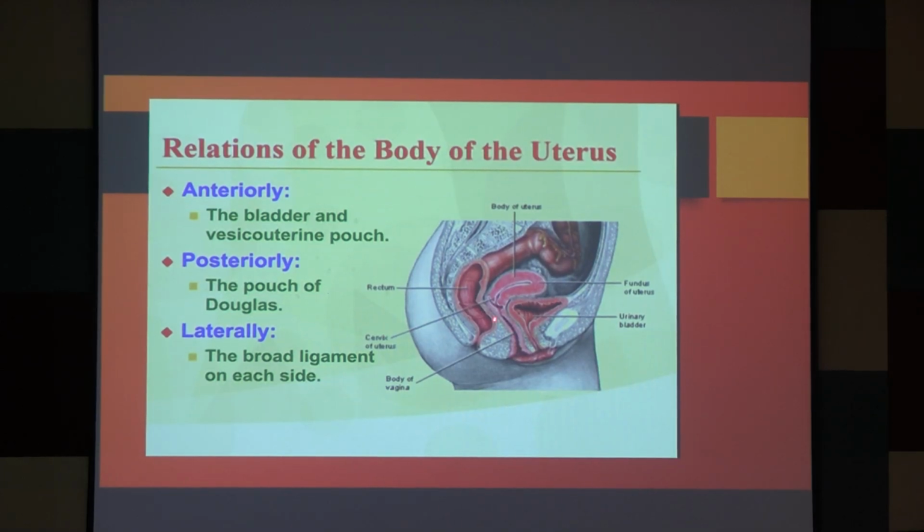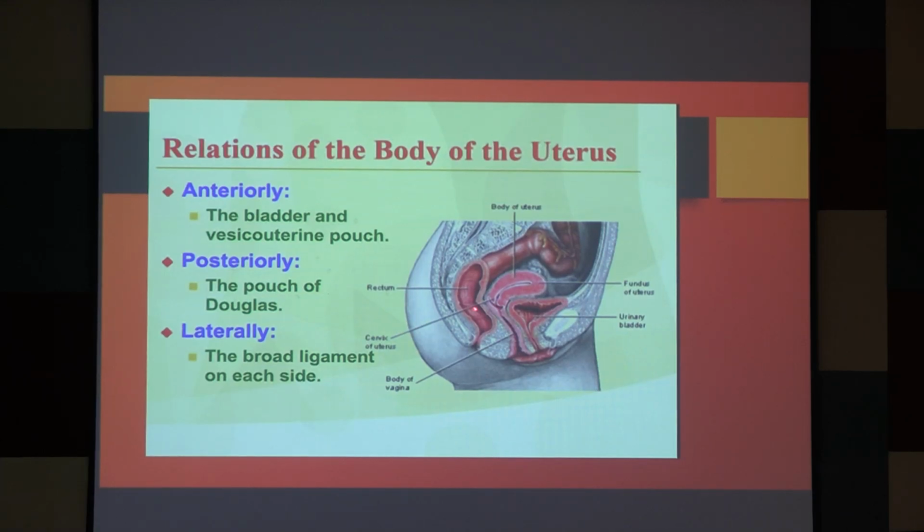Posteriorly there is no such important structure, but the peritoneal cavity is there, and the peritoneal recess, you see, this peritoneal recess is called the pouch of Douglas.